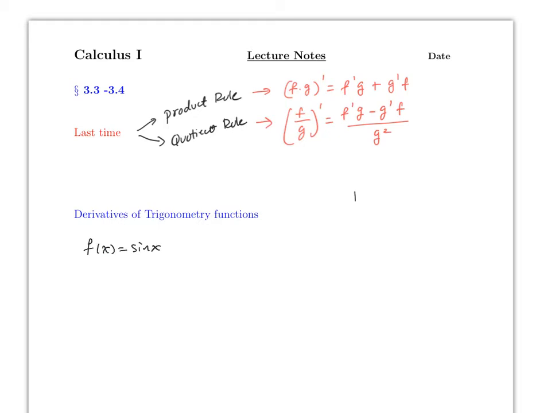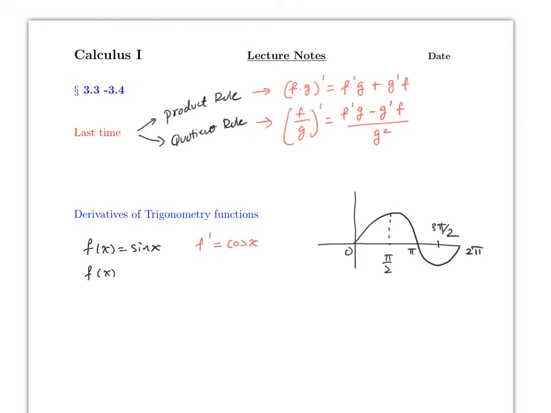If you remember the graph for sine from trigonometry, it looks like this. This was pi, this was 2 pi, 0, the highest point was pi over 2, this was 3 pi over 2, and so forth. Now, the derivative of sine is cosine. You should just memorize this for now.